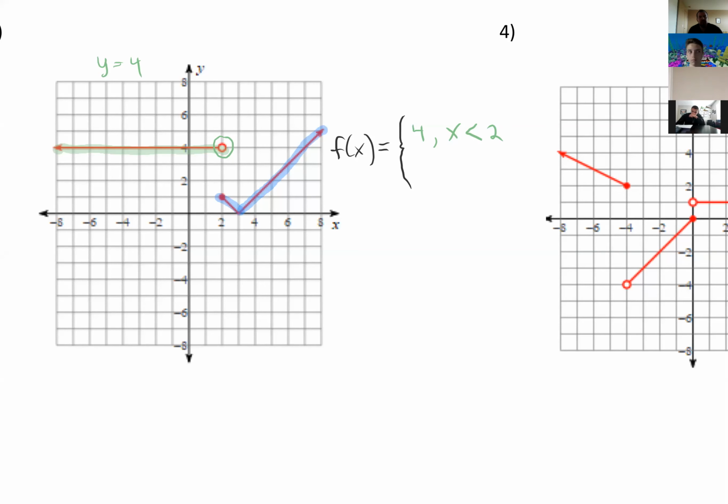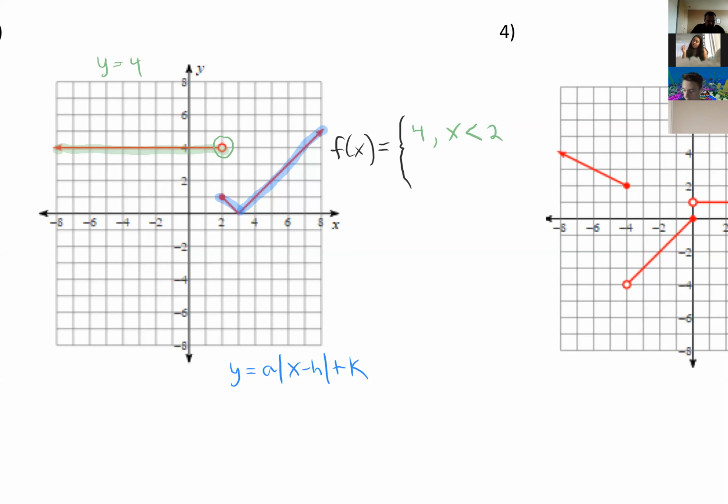All right, this next one. Do you see how this makes a V? That means it's going to be an absolute value graph. So absolute value looks like this. It's A times the absolute value of x minus h, plus k. So kind of like the parabola one we did earlier, but with absolute value bars.